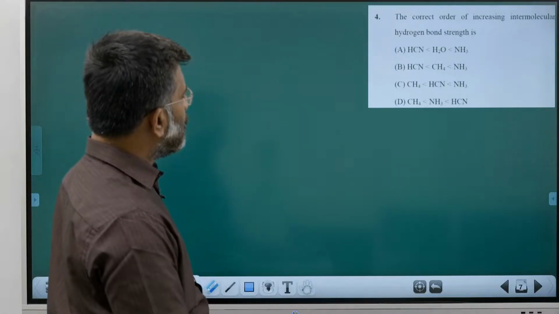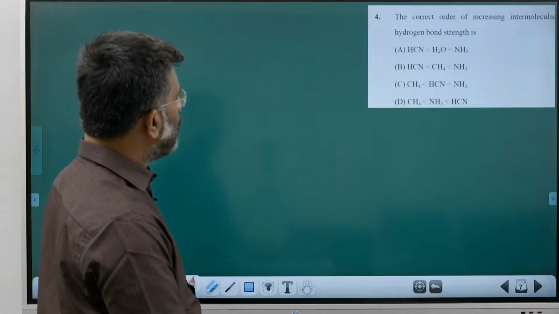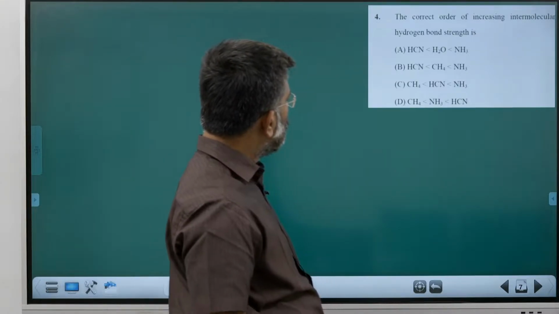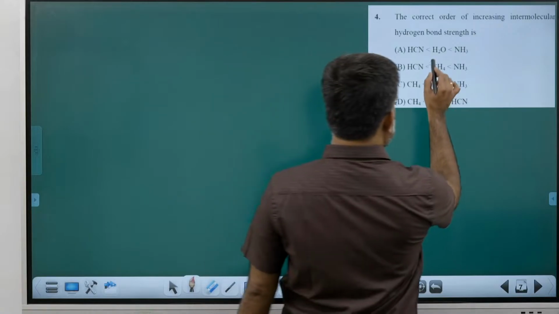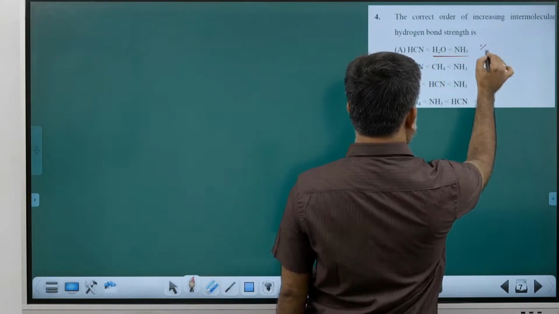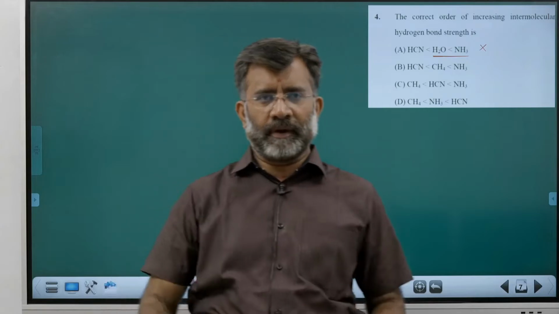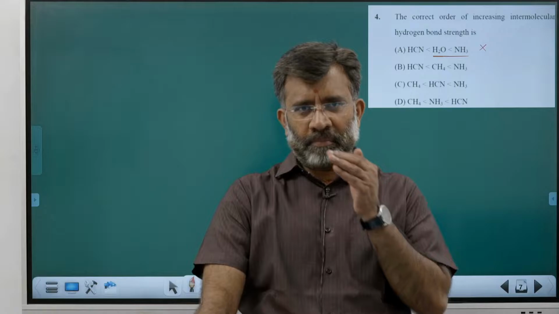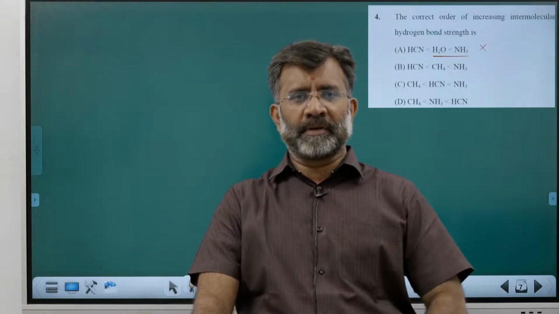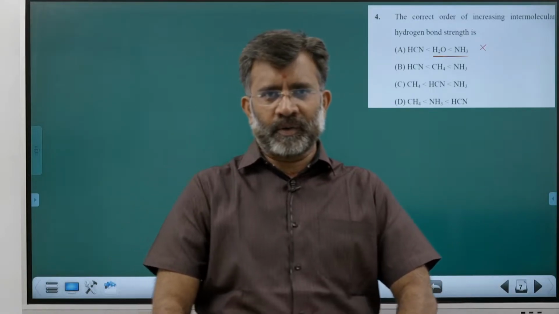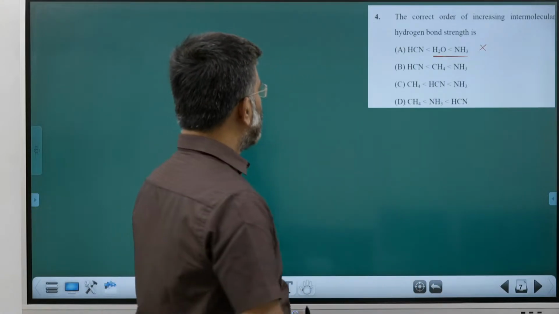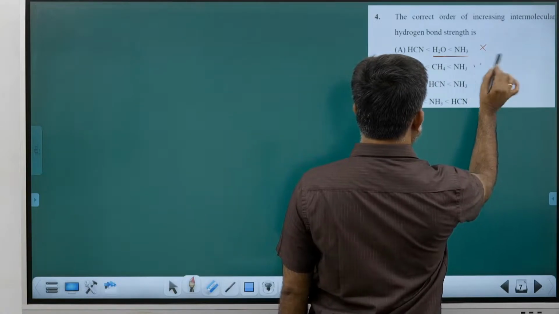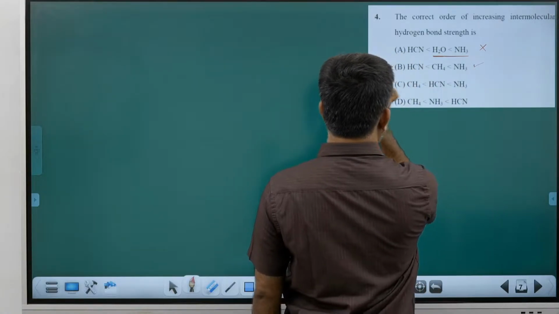The correct order of increasing intermolecular hydrogen bond strength. See option A: water less than ammonia, as given. That is wrong. We know oxygen is more electronegative than nitrogen. So when you compare water and ammonia, the hydrogen bonding strength in water must be greater because oxygen is more electronegative in nature. Okay, so that is a wrong statement.